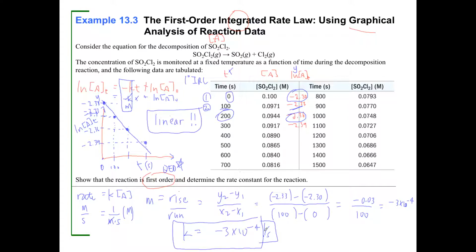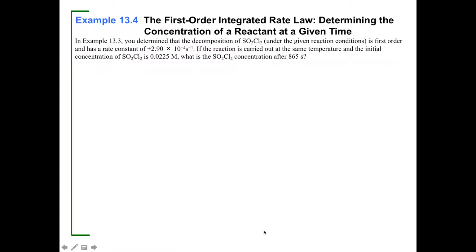All right. So let's move on and talk about, let me go back and look at first order reactions again. So, question 13.4 is now, okay, you determine the decomposition of SO2Cl2 under the given reaction conditions is first order and has a rate constant. Oh, I said minus, but it was minus K. Crud. And my notes are gone, so you won't be able to tell. I'll go back here. But remember, look at this. I got that wrong.